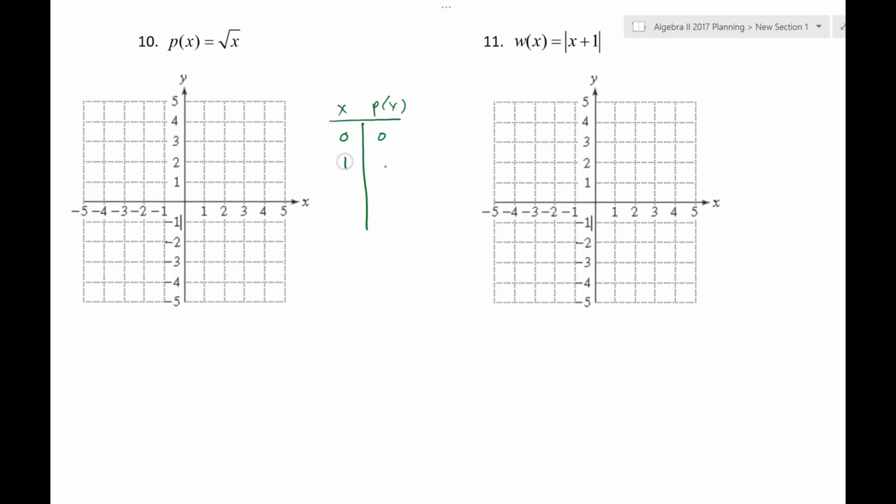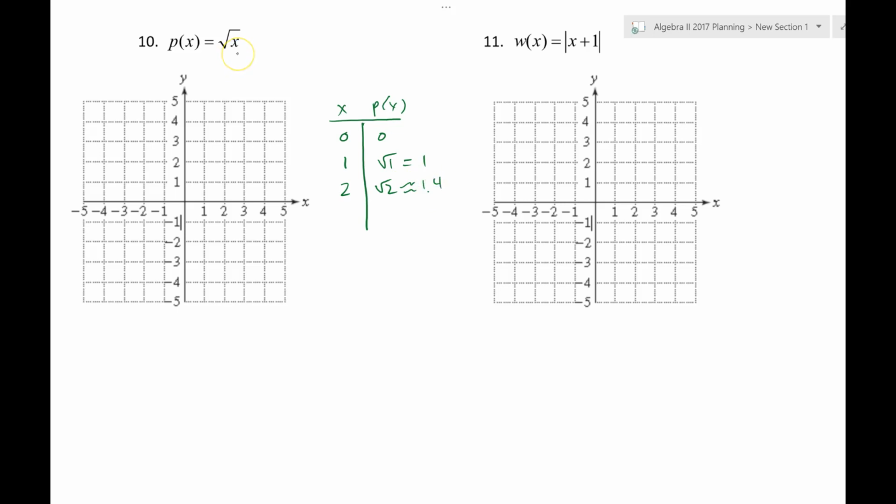If I put 1 in, I get square root of 1 is p of x, which equals 1. And then I could put 2 in. We'll go ahead and do that. Square root of 2, that doesn't have a nice value. You could look it up or on your calculator. You think it's about 1.4.